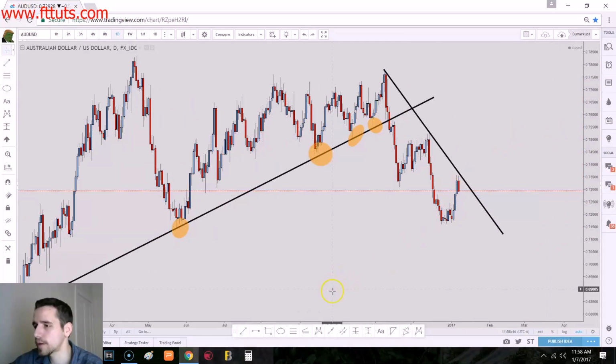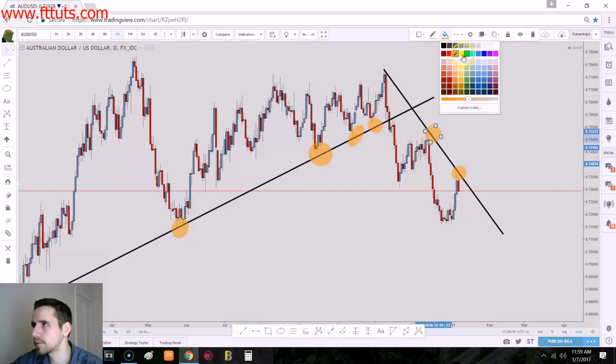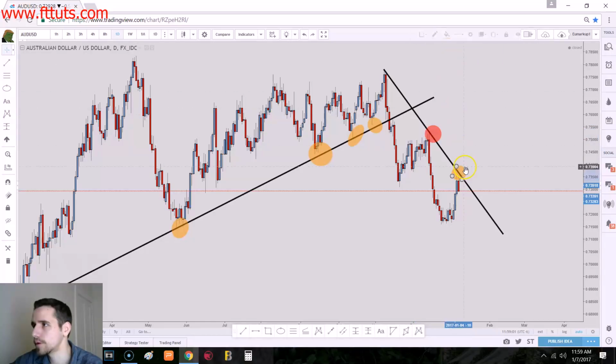And notice how price came back up for the retracement, retesting market structure, also hit a trend line. Looks like it's reacting off that trend line right there. So probably make these red. So color code this. Bearish, bearish.